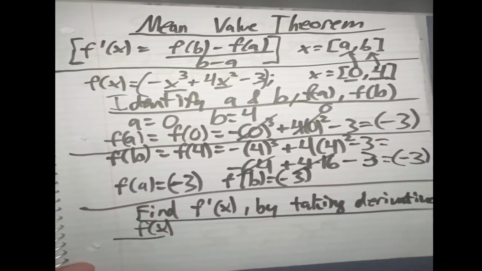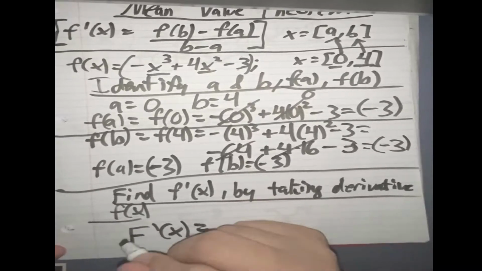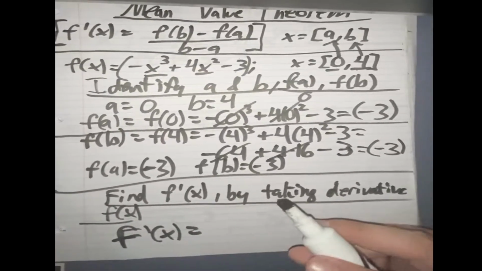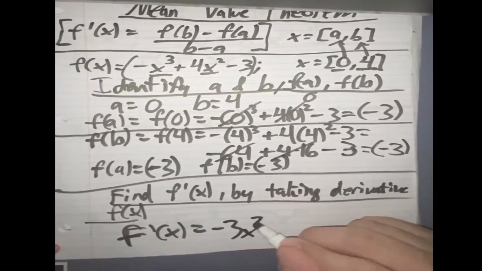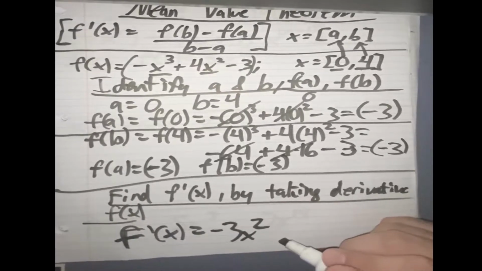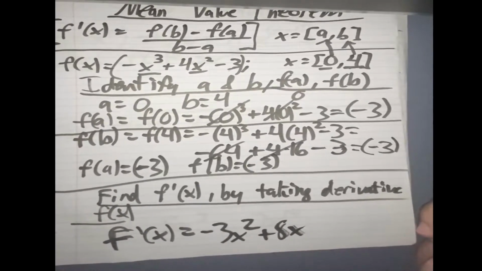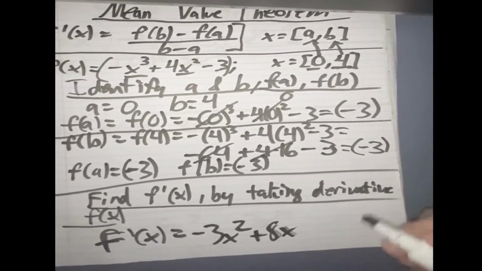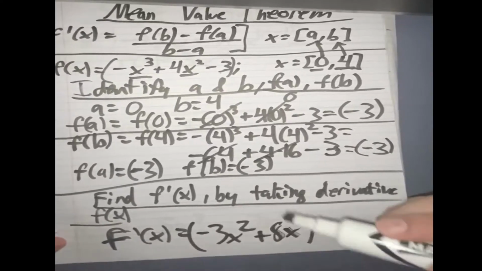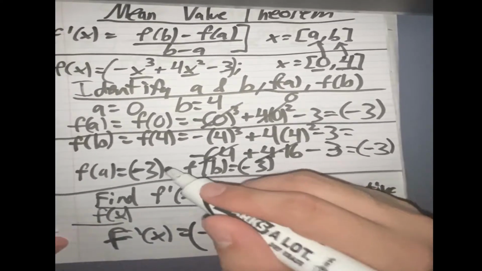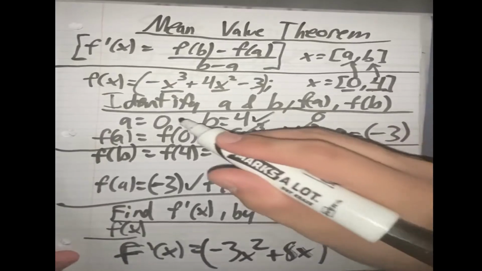Here we're just simply taking the derivative of a function. So f prime of x would be equal to the derivative of this right here. Negative x cubed would be negative 3x squared, plus 4x squared, whose derivative would be plus 8x, minus 3. The derivative of negative 3 is 0. So now we have our f prime of x, we have f of b, which is right here, we have f of a, which is right here, we have our b, and we have our a.